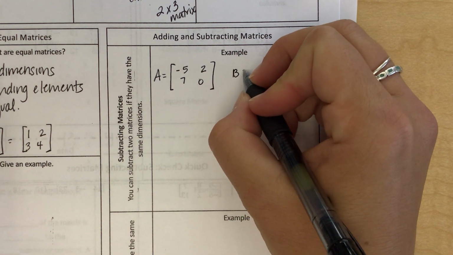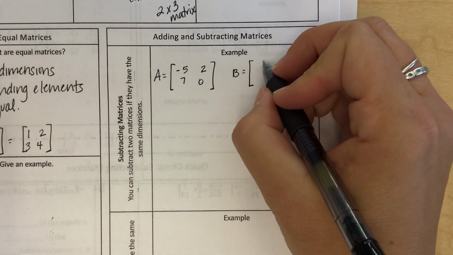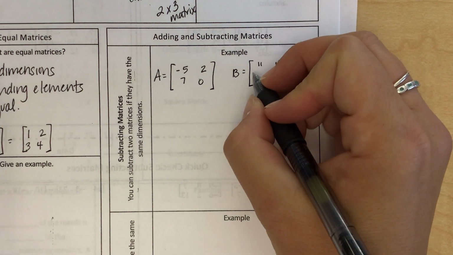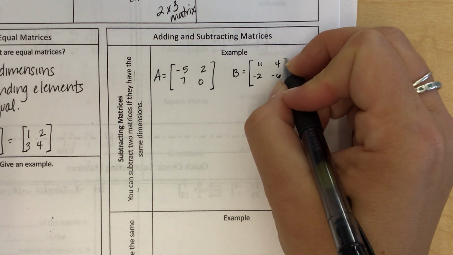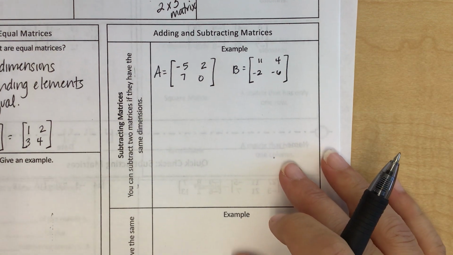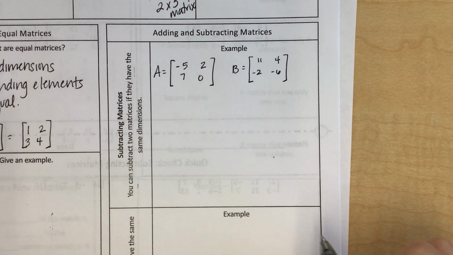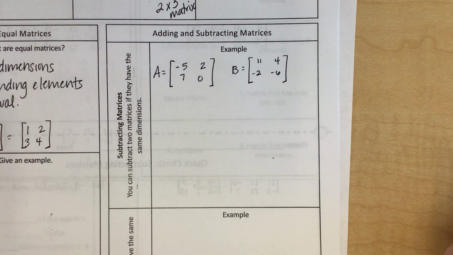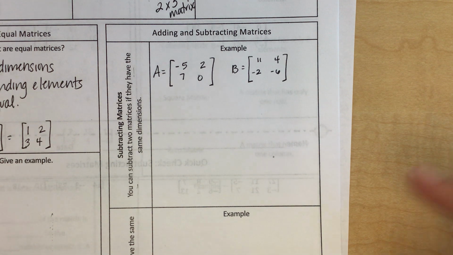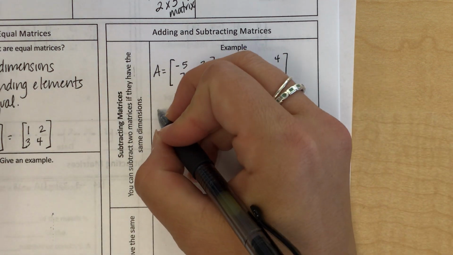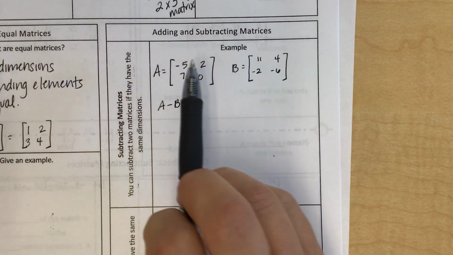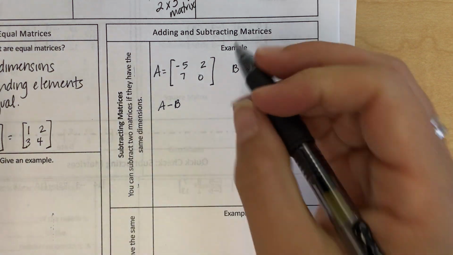Okay, and we're going to call matrix B 11, 4, -2, -6. Okay, so if I ask you to subtract these two, now order matters, right? With subtraction, the order in which you write it matters. So we're going to do A minus B.